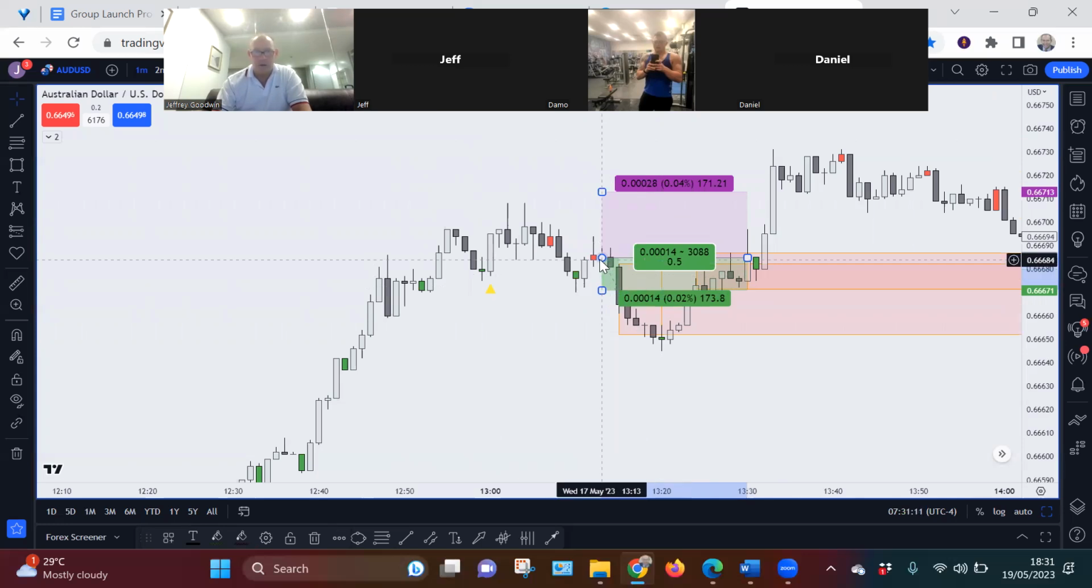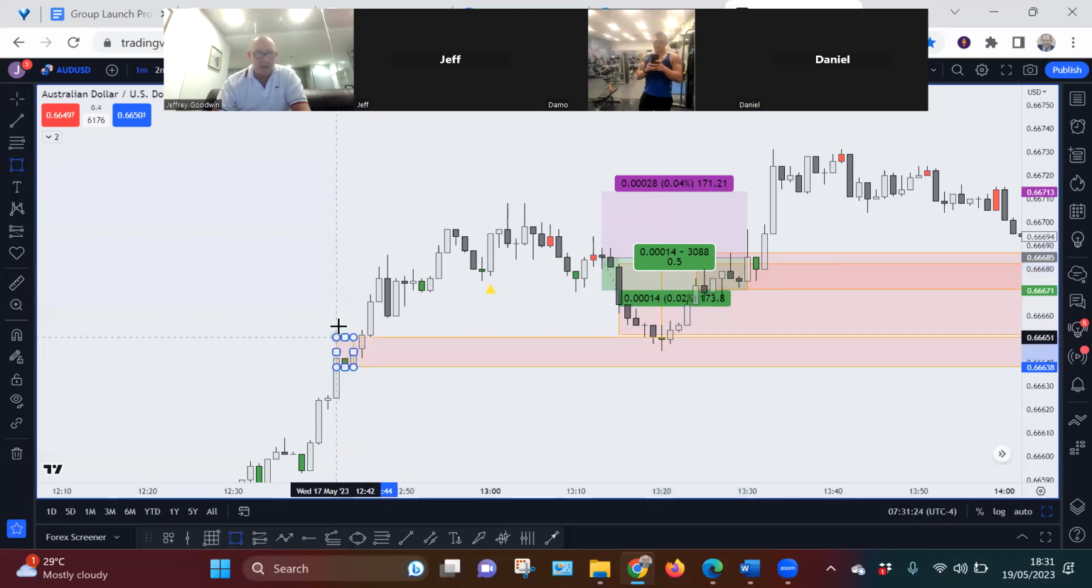So we've now got another red one, and we're looking down here. We're looking for any fair value gaps here. We're looking for a green one. So it's a fair value gap and a green one. So we know there's a possibility it can go from there up to there. I'll make that green.